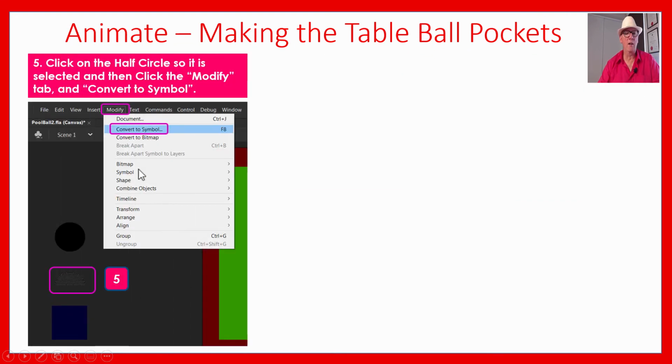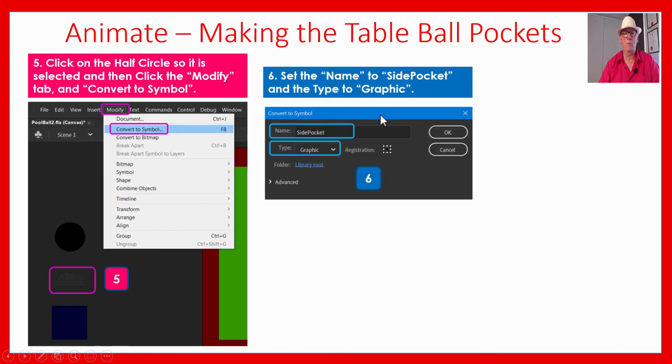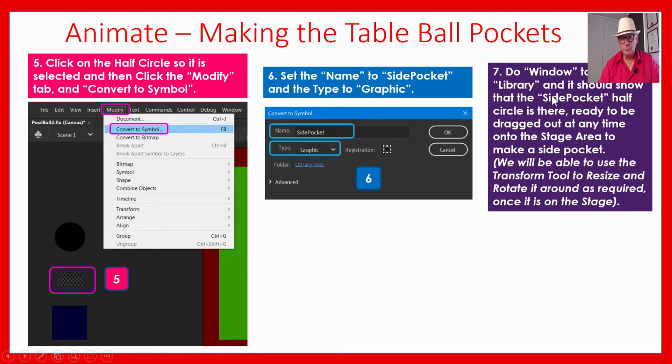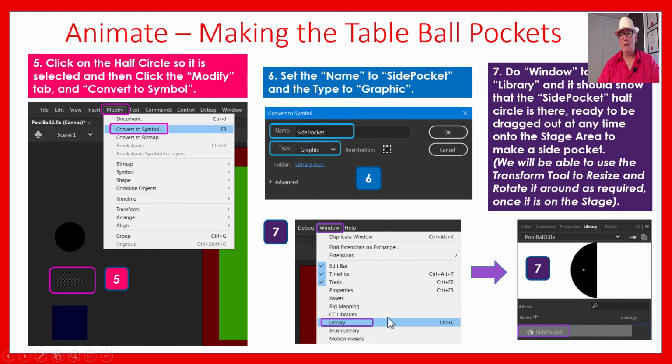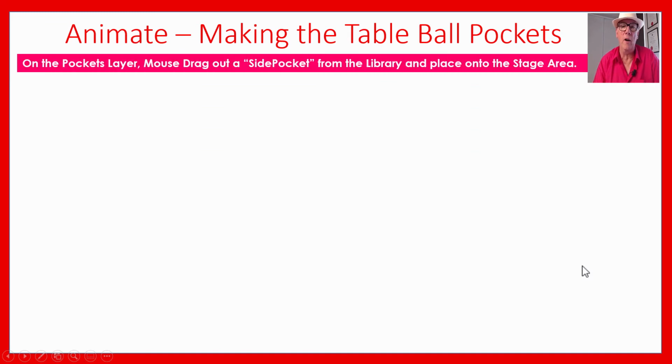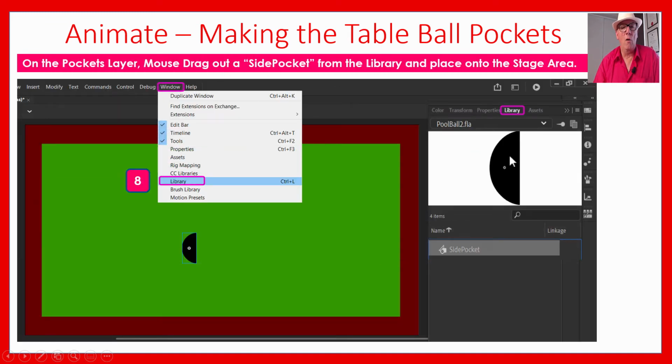All right, so just right click on it and choose modify, convert to symbol. Make this one a graphic symbol called side pocket. We can check it out and it should be in the library. It's saved in the library. So if we need a side pocket at any time, we can just pull it out of the library onto the stage. So that's exactly what we do. There it is in the library. You go to the library and drag this out onto your stage, and then you've got a side pocket, but we need to turn it round in the right direction and move it into position.